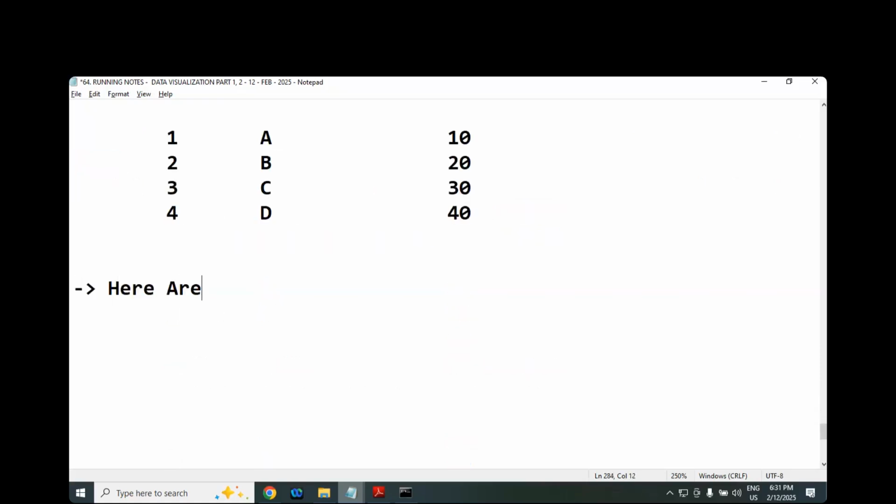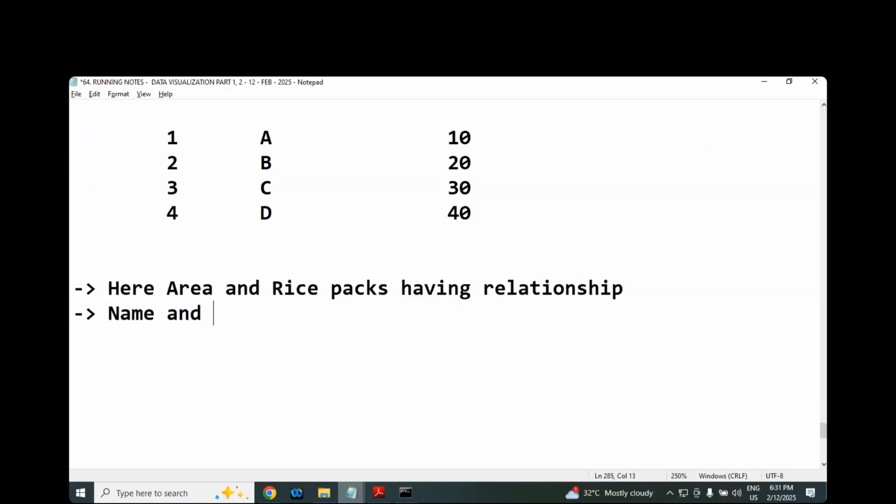Here area and rice packets have a relation, vice versa. And చెప్పండి sir, name and rice packets columns have no relation, sir. No relation actually.